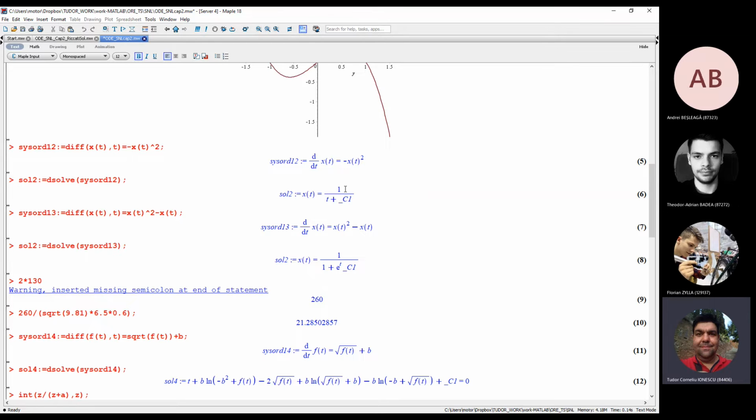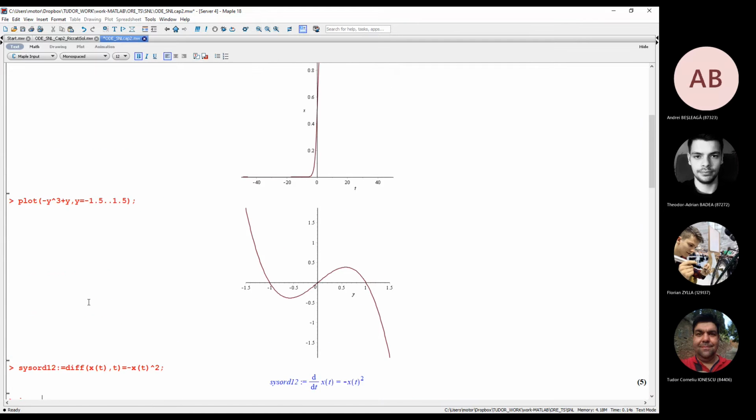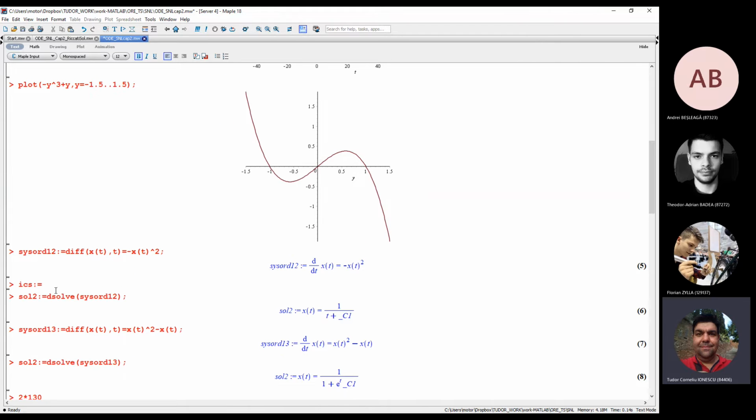Right. We have this example now. You see the general solution. You can add initial conditions here. Actually, we can use the same initial conditions as previously. We don't need to redefine. So you can do that and put the initial conditions here.